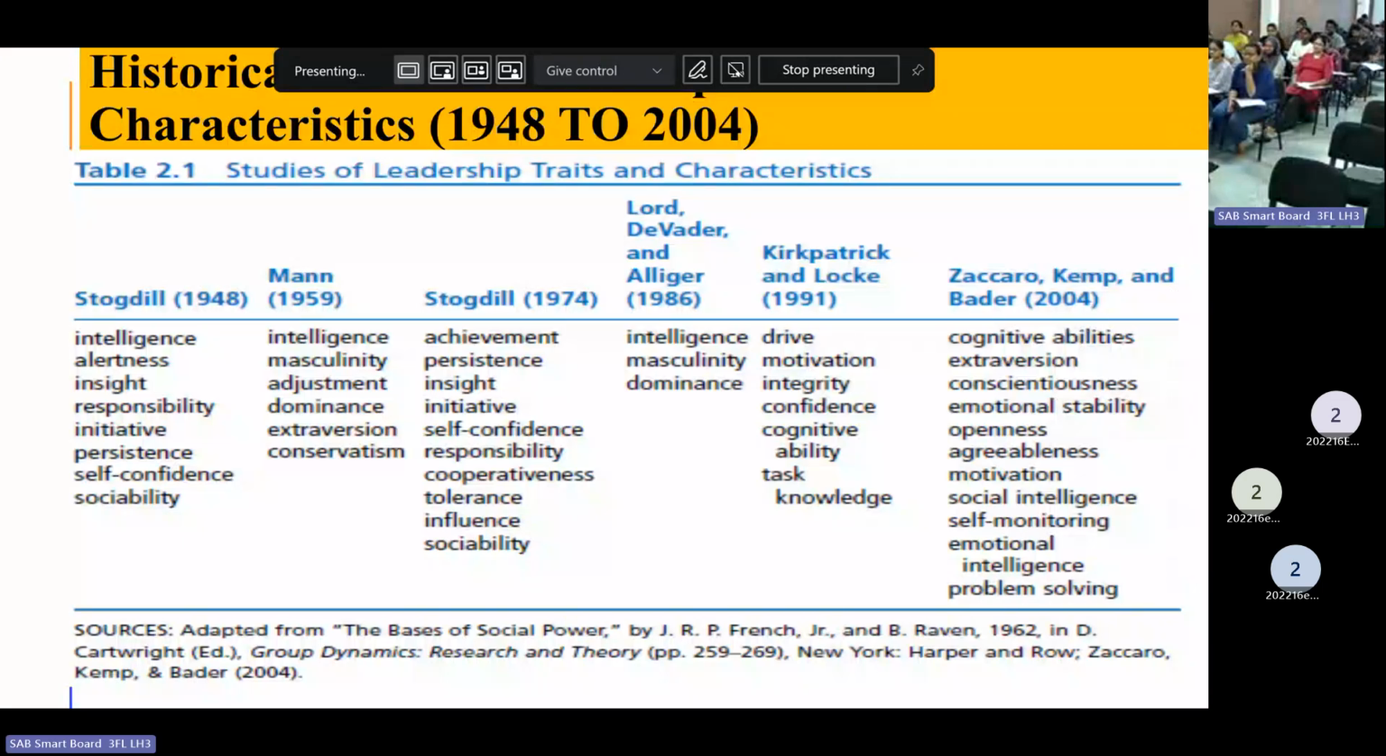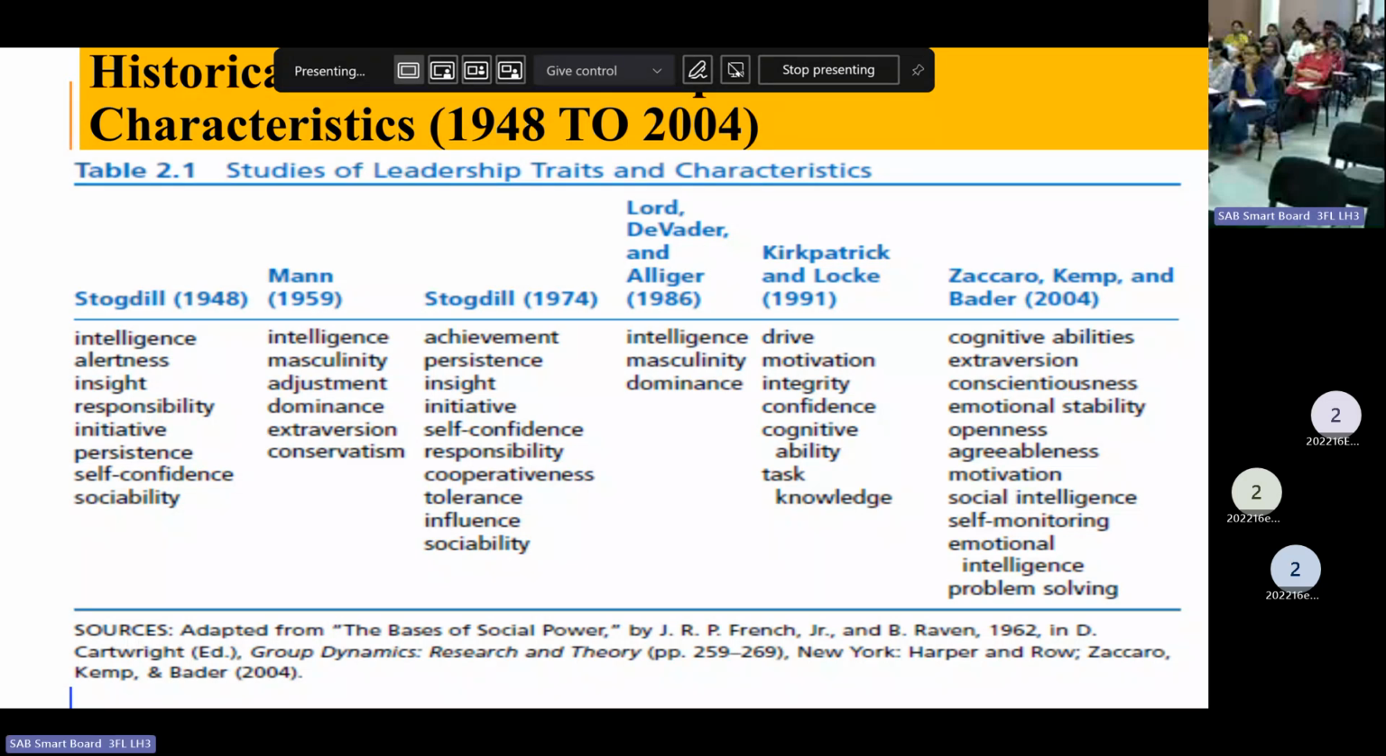I want you to see it. It's with you already, you are not seeing it now. That's why I have it in my slide, but I want you to see it. Now you can see this person in 1948. He did the research and identified around eight. You see in 74, the same person identified something more. Can you see that?